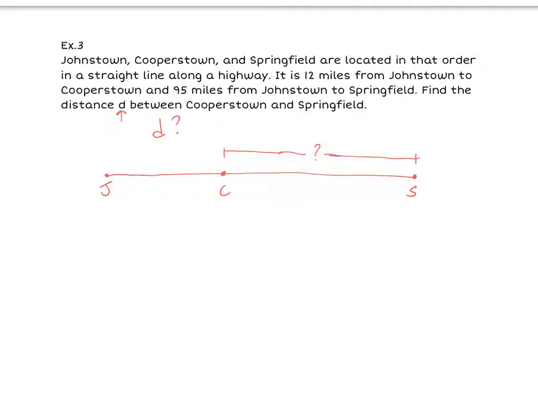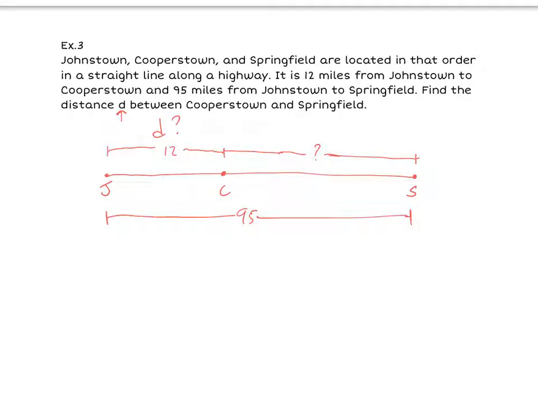What do we know from our problem? It's 95 miles from Johnstown to Springfield, all the way from here to there. Good, we know that. What else do we know? That Johnstown and Cooperstown are closer together. How far away are they from each other? 12 miles.